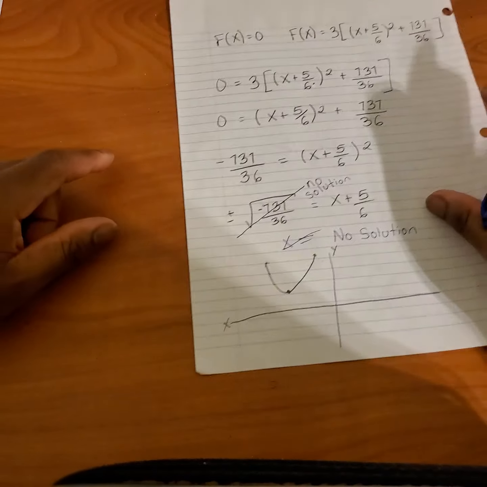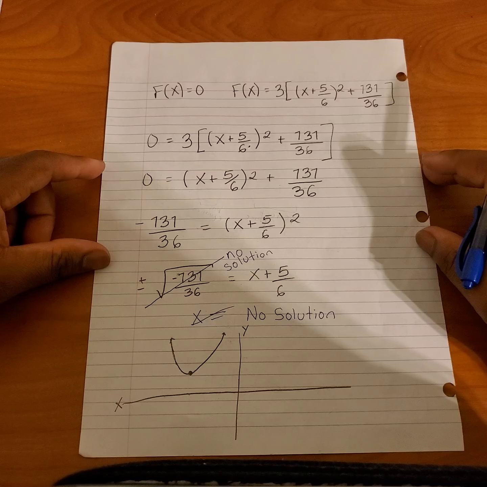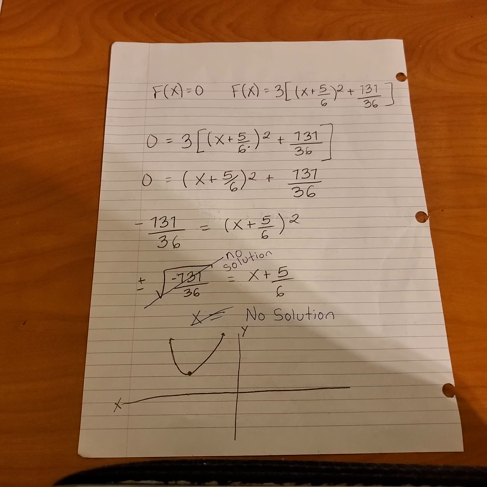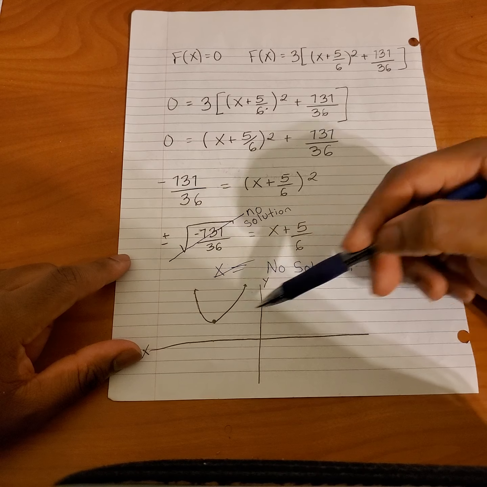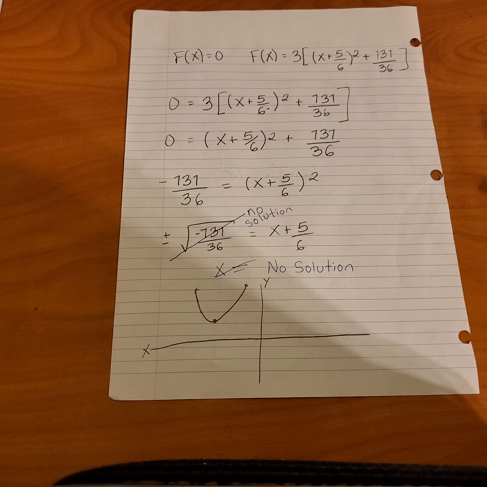Then we tried to solve for x, but we determined we actually can't solve for x because you can't have the square root of a negative number. And then we also sketched the graph to see that the actual function never crosses the x-axis, so you can't have an x-intercept.